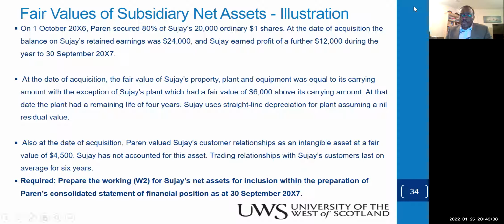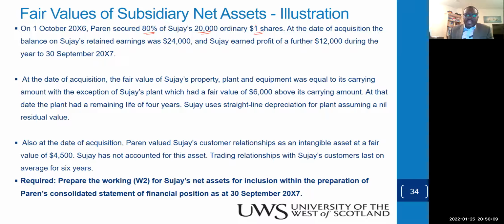So on 1st October, parent secured 80% of the 20,000 ordinary shares. We are dealing with just the fair value adjustment of the net identifiable asset of the subsidiary. No goodwill calculation here, no NCI calculation here. We just want to focus on only the workings number 2 per this particular format we've used. So the identifiable net assets of the subsidiary.